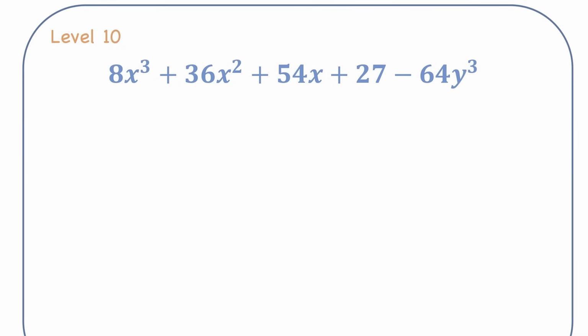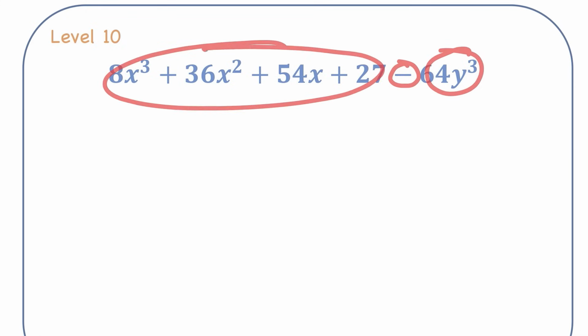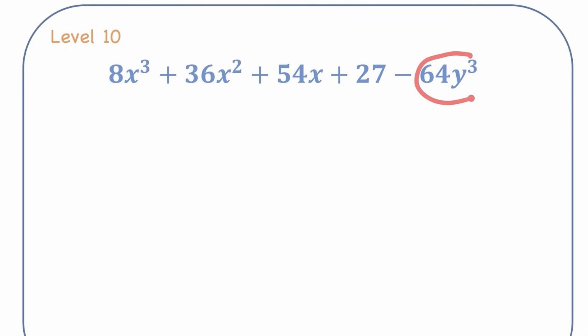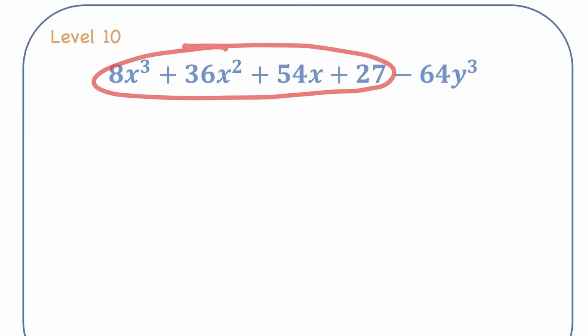With this polynomial, we actually have a difference of cubes. It's pretty easy to see that this last term is a perfect cubed value. It's just a 4y being cubed. But it's a lot more difficult to see that this is a perfect cube value. That's actually a binomial cubed.